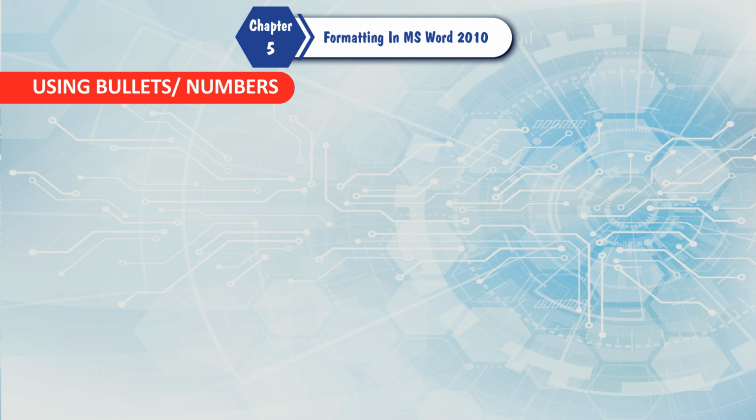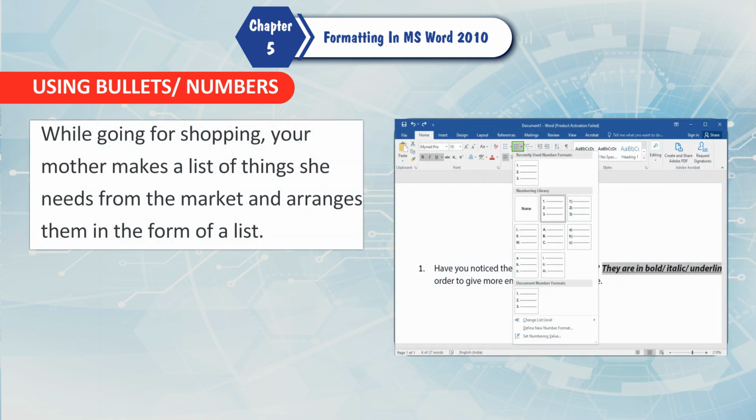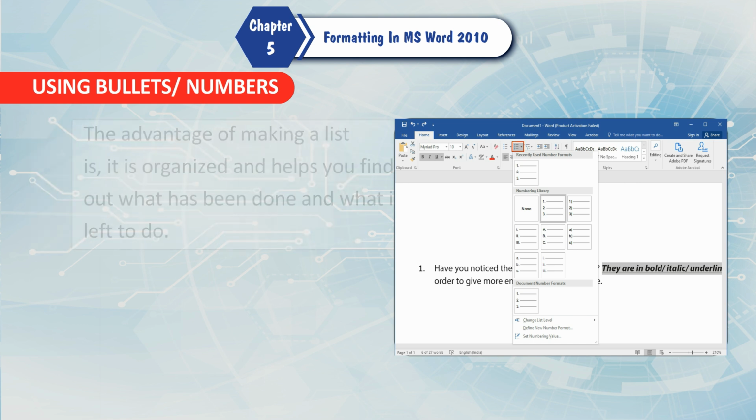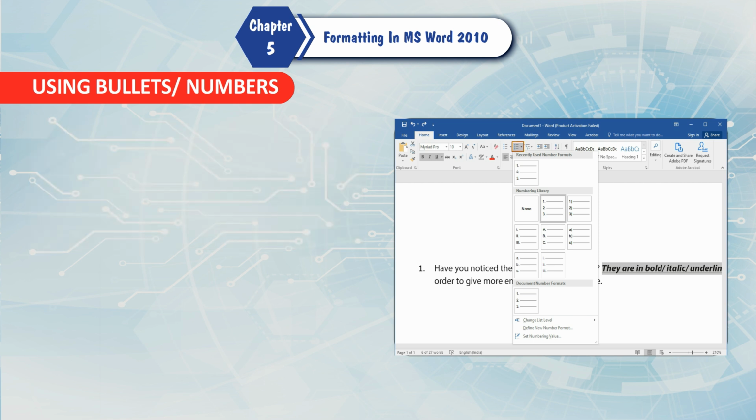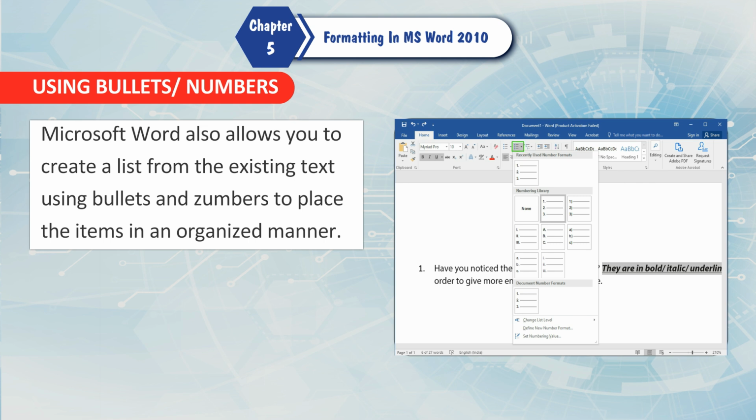Using bullets and numbers. While going for shopping, your mother makes a list of things she needs from the market and arranges them in the form of a list. The advantage of making a list is it is organized and helps you find out what has been done and what is left to do. Microsoft Word also allows you to create a list from the existing text using bullets and numbers to place the items in an organized manner.